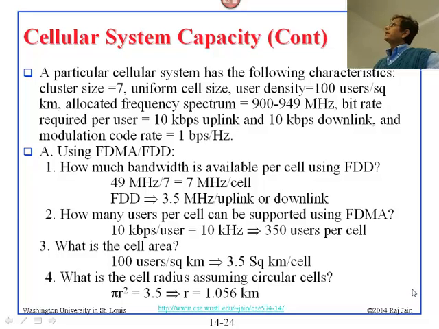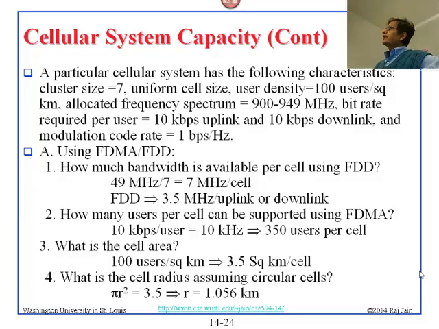So we are given 49 megahertz and a cluster size of 7. So each cell gets 7 megahertz. Since it is FDD, half of it goes down, another half goes up. So each cell gets 3.5 megahertz uplink or downlink. Now we need 10 kilobits per user, and since we have 1 bit per second per hertz, we need 10 kilohertz per user. Given 3.5 megahertz, we can support 350 users per cell.